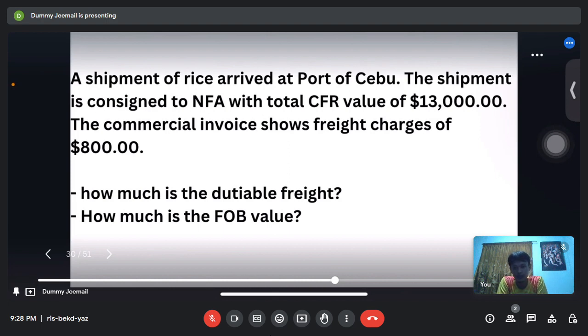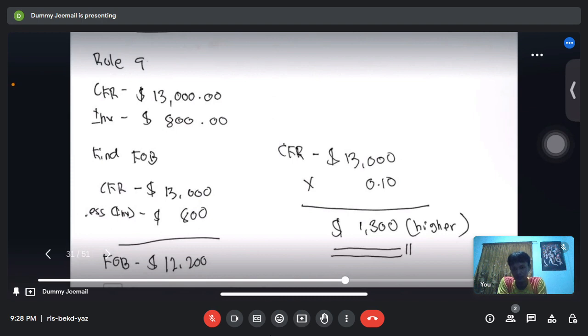Now there is a follow-up: how much is the FOB value? All we have to do is deduct the freight in the invoice from the CFR. So 13,000 minus 800 is equal to 12,200. As I said, we take the CFR value times 10% and compare it to the invoice, which is usually given in the problem. Since it is higher, it is our dutiable freight.